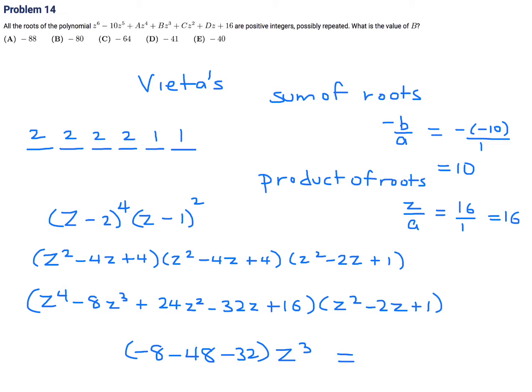So that's the coefficient. So that looks like minus 8, minus 48, minus 32. What's that? Minus 88? Minus 88 is the coefficient in front of z to the power of 3. So therefore, b is minus 88. And that means number 14, the answer is A.